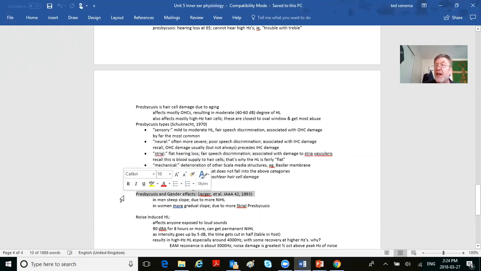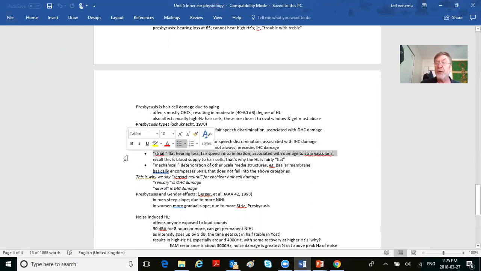Presbycusis and gender effects. Usually women have a flatter hearing loss. Older men tend to have better hearing in the lows, but worse hearing in the highs. Men's hearing loss tends to drop off more like a hill. Men have more of a steep sloped hearing loss because men have more often worked in noise. So they get a combination of presbycusis and noise-induced hearing loss. But they have better hearing in the lows because they often don't get strial presbycusis.